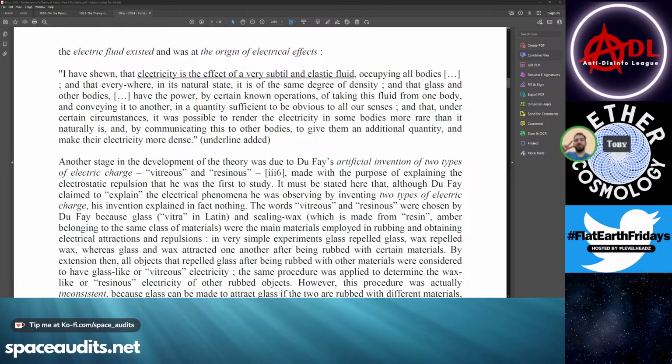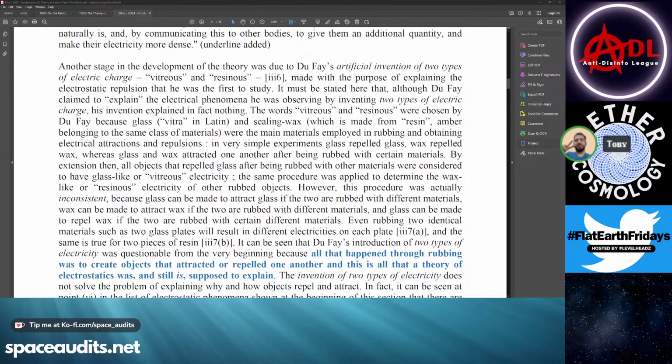Another stage in the development of the theory was due to Dufay's artificial invention of two types of electrical charge, vitreous and resinous, made with the purpose of explaining the electrostatic repulsion that he was first to study. It must be stated here that although Dufay claimed to explain the electrical phenomena he was observing by inventing two types of electric charge, his invention explained, in fact, nothing.